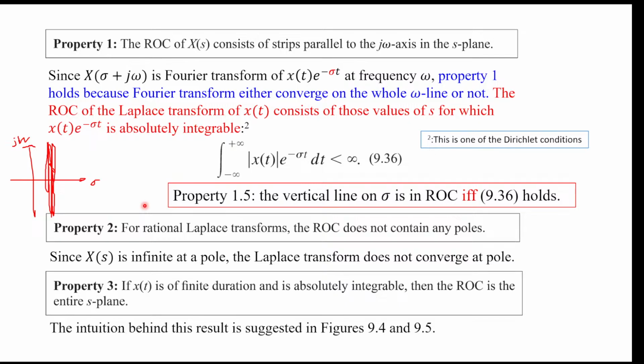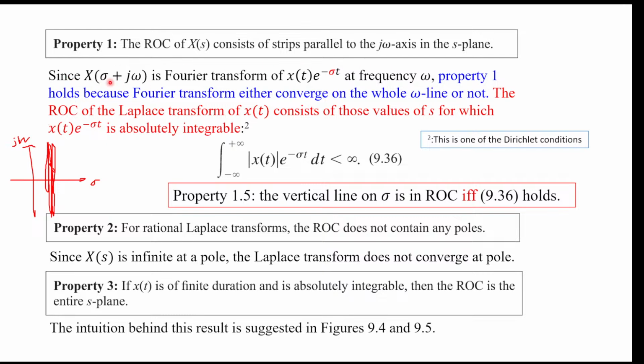Okay, and so first property, this is the most important property. It says that the ROC of any x of s, or any Laplace transform, consists of strips parallel to the j omega axis in the s plane. So it will be a set of some lines. What this actually says is that whenever some point is in the ROC, then this whole line of the same sigma will be inside the ROC.